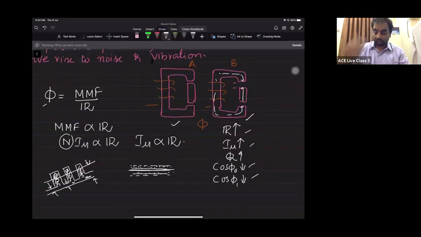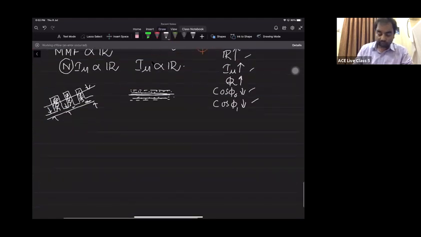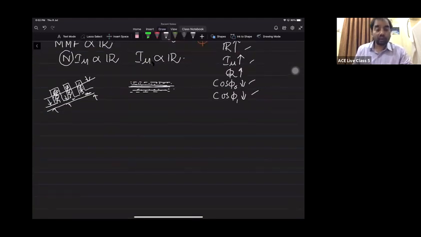Yes, thank you. Right. So the second one is the average length of the air gap will increase. As a result, reluctance will increase. The magnetizing current is increased, right? Magnetizing current is increased. The power factor will decrease.